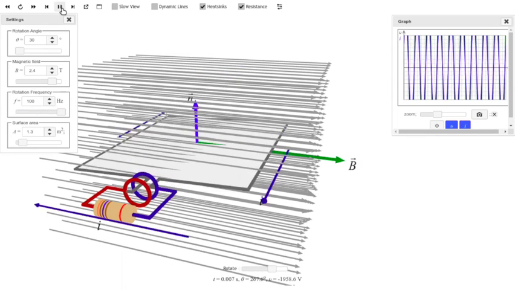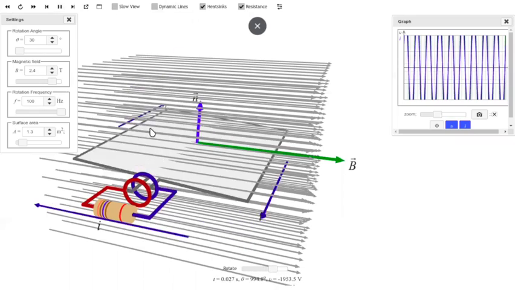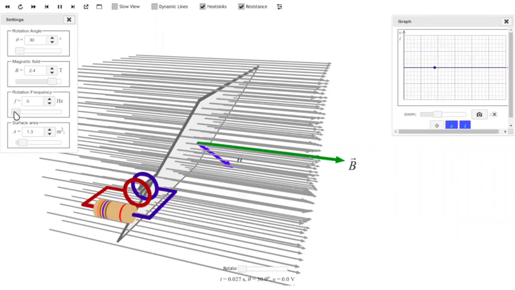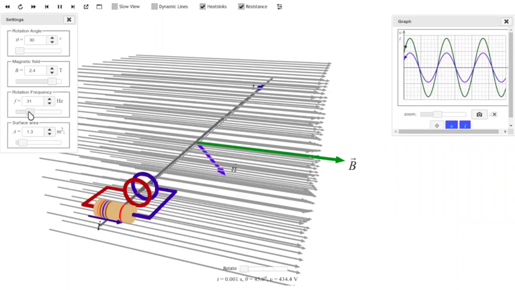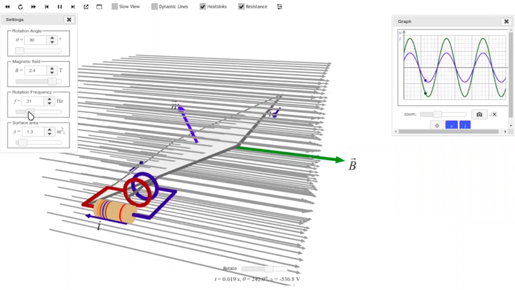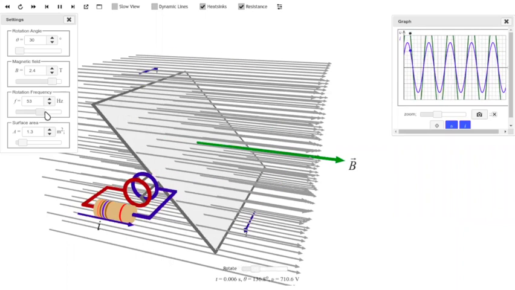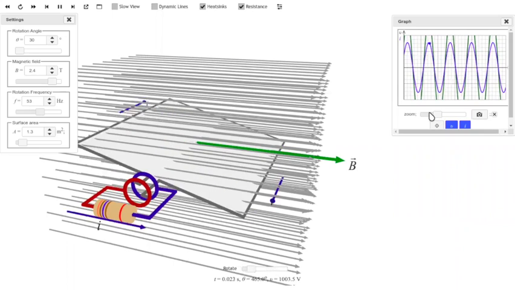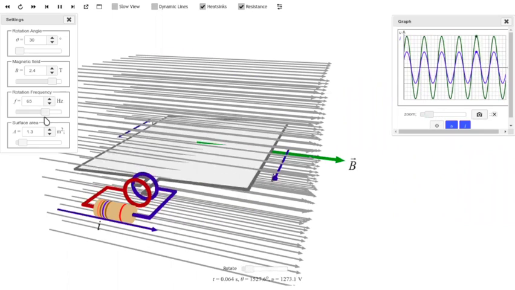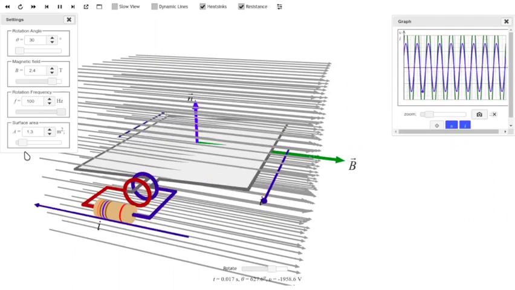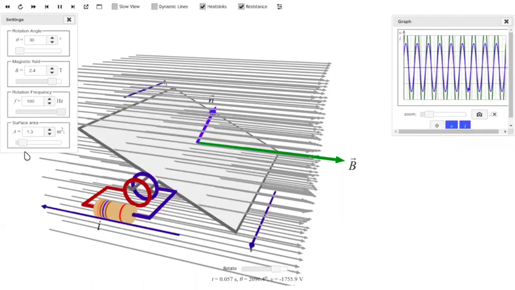Now you can see. Is there any voltage now? Because the coil is not rotating, is there any voltage? No. Now I am getting a bit, but you can see now. If I increase the frequency of rotation, it is increasing, right? The higher the frequency or rotational speed, the more the voltage increases, right?